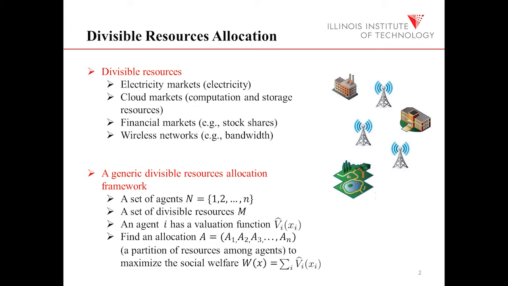We have a set of agents and the divisible resources. Each agent has a valuation function and aims to maximize the social welfare. However, the system does not have the valuation function of each agent, since the valuation function is private information for all agents. Instead, we use double auction, which works as a resource allocation mechanism.